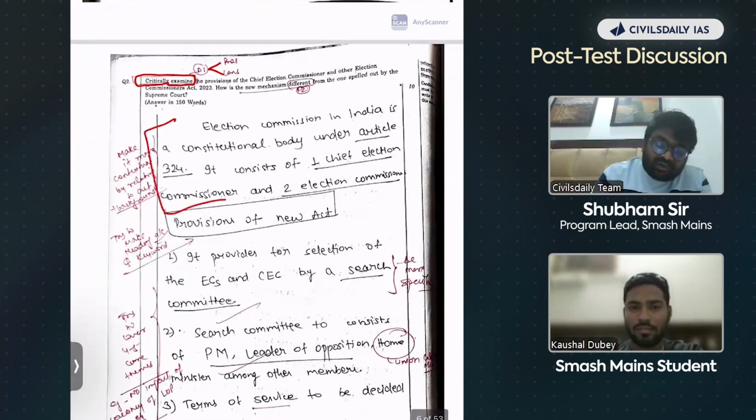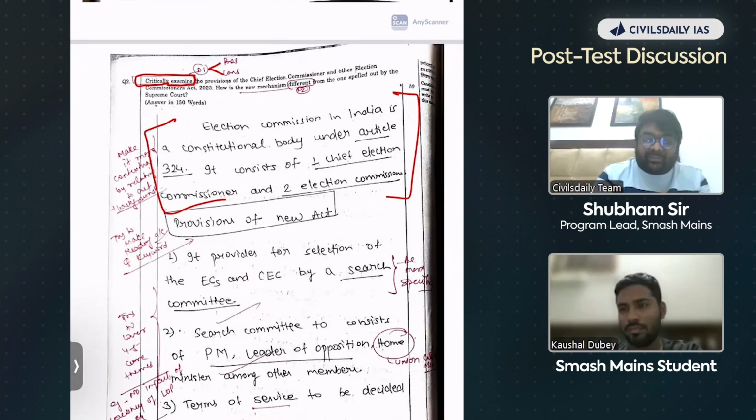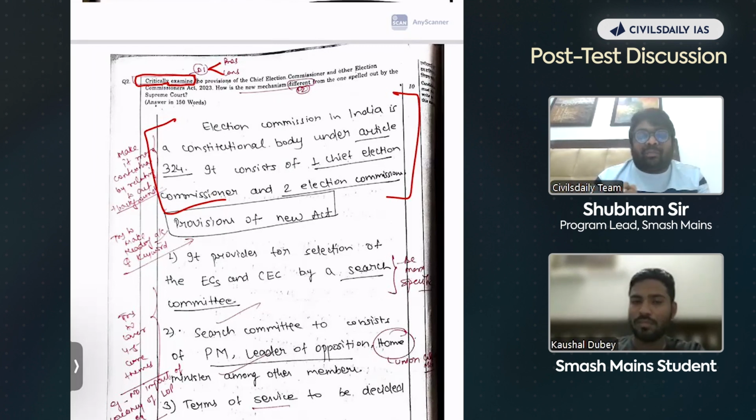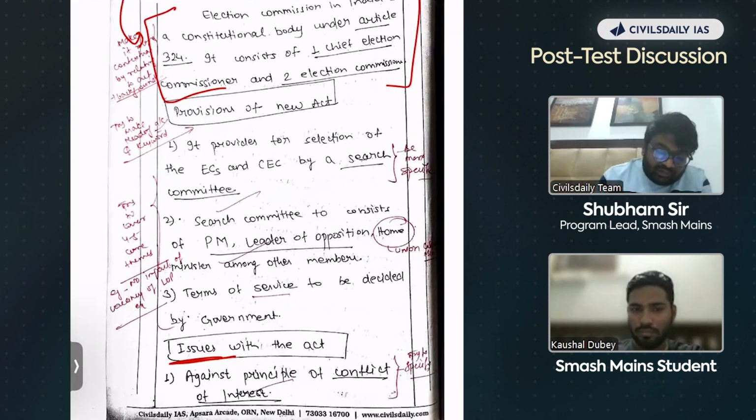Here also, your introduction is not at all linked to the demand of the question. Right, you could have simply given the context. So after the Anup Baranwal judgment, Parliament has enacted an act to provide for the procedure for appointment of the Election Commission, the CEC and ECs. Right. That could have been your introduction, the contextual introduction. That would have been relevant to the demand of the question as well. Okay. First. Then the provisions are fine.